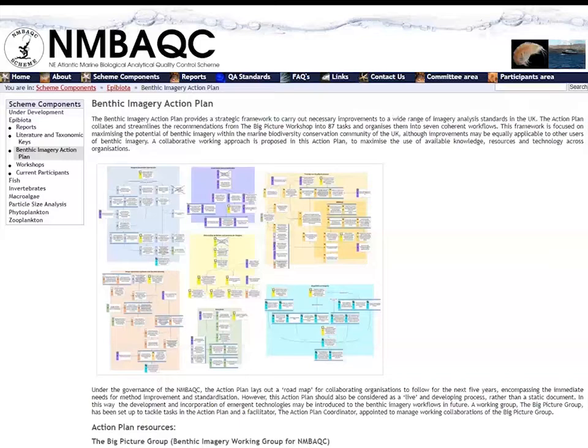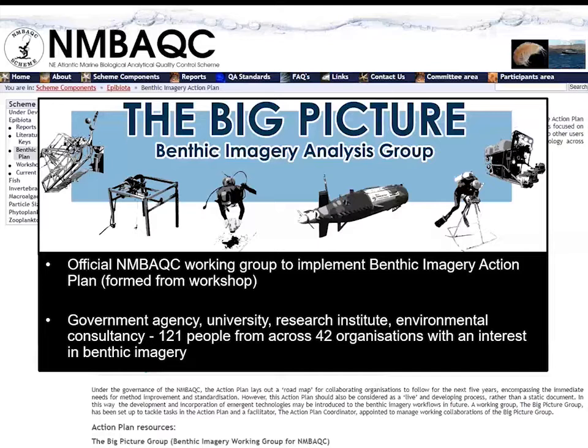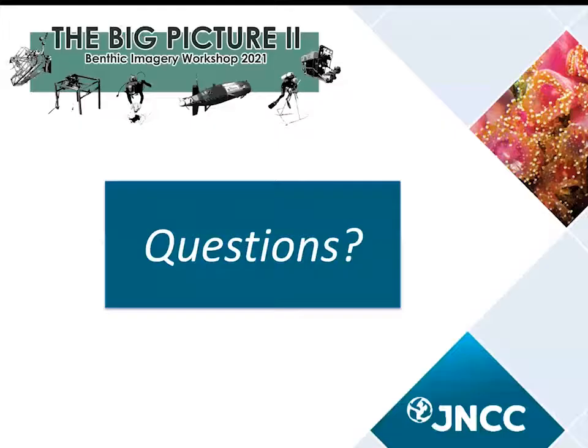There's a working group to implement the action plan, and I'll chat more about them in a moment. But it's worth pointing out at the moment, this working group currently has 121 people from across 42 organizations, most in the UK, but a few outside of the UK as well, all with an interest in benthic imagery. That was our first year of working together. That is where we got to.